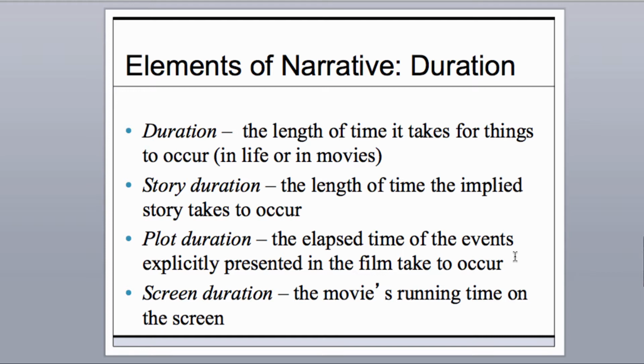Plot duration or scenes. Screen duration is the entire running time of the film expressed in minutes or an hour in minutes, depending on what source you use. So a lot of different durations there that make a difference in the film.